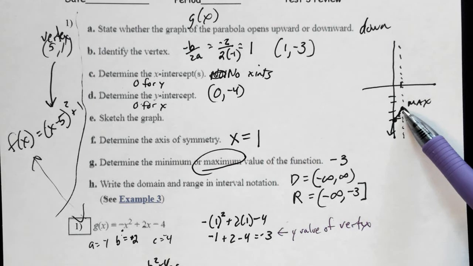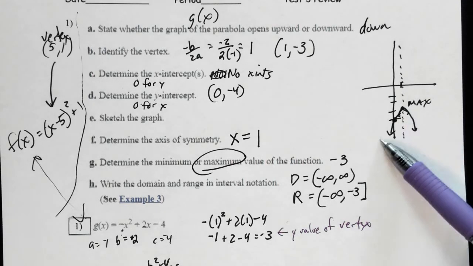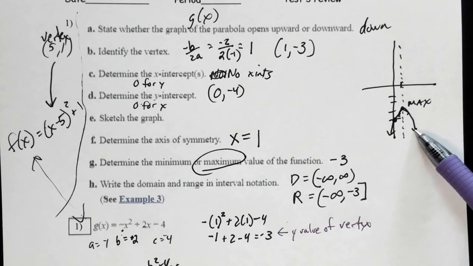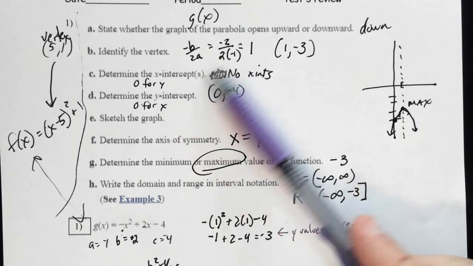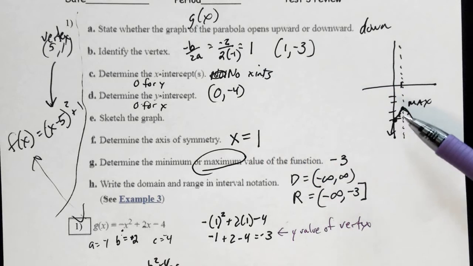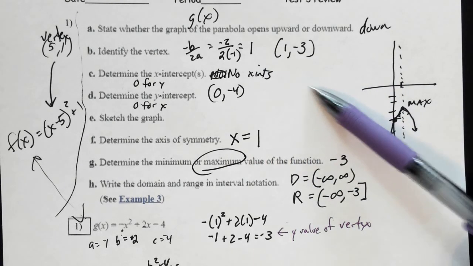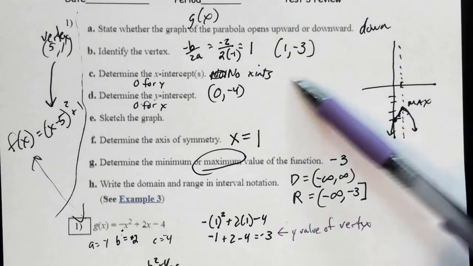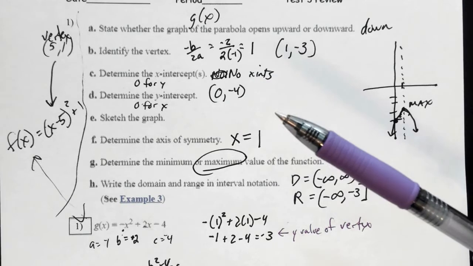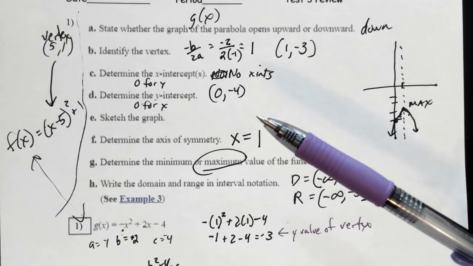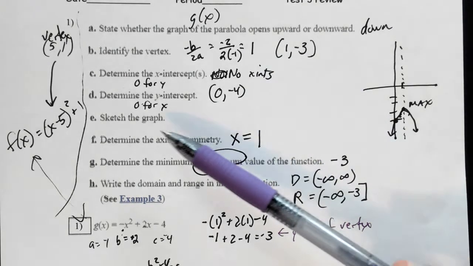I got the sketch started here at 1, negative 3. It opens down. Now, why does the sketch become important here? Because the next question is determine the x-intercept. Well, instead of doing all the work, if it's opening down and the vertex is down here, that means there's no x-intercept. Done. Now, if you know it's opening up, then you put 0 in for y and solve. There's another problem on the second video that does that. You have to find that.